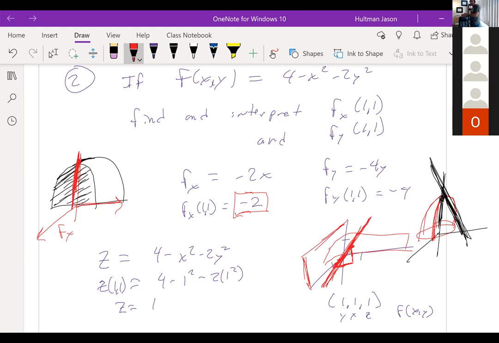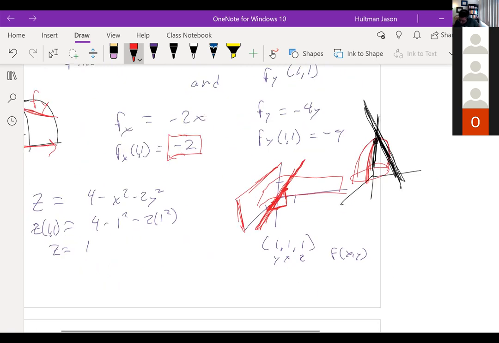Am I safe to move in the y direction one step? Yes, I'm safe. Why? Because the slope in the y direction is not undefined. So this would be f sub y, whereas this guy here is f sub x. Does it make sense that the slope in different directions on the surface are going to have different values? So your partial derivative in the y direction is going to be different than the partial derivative in the x direction.